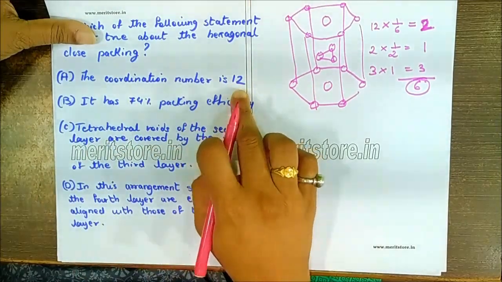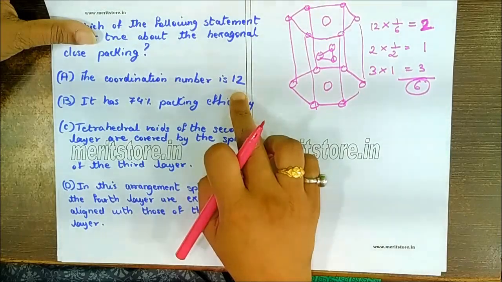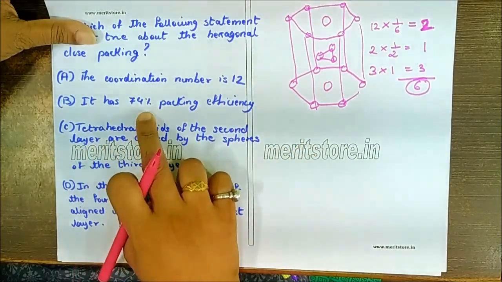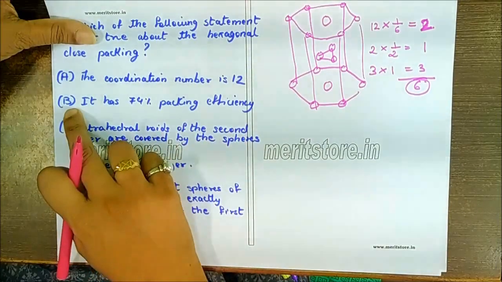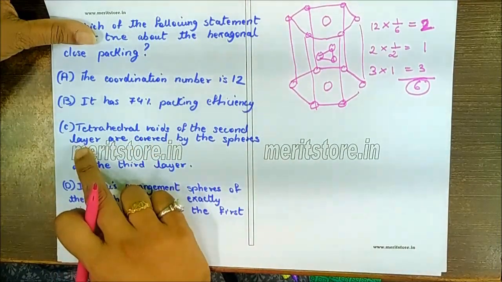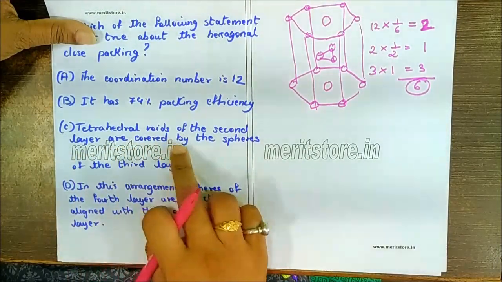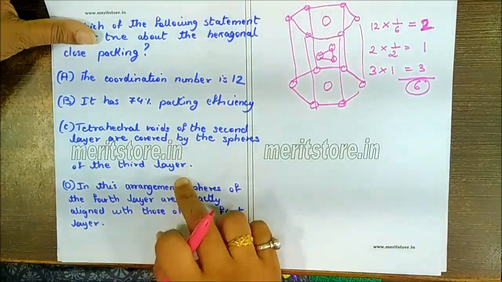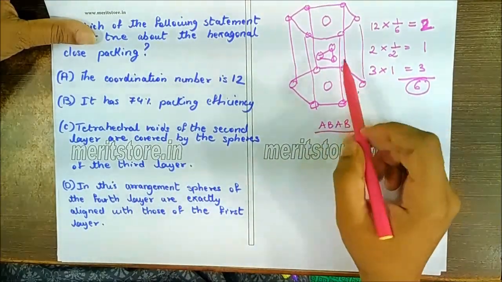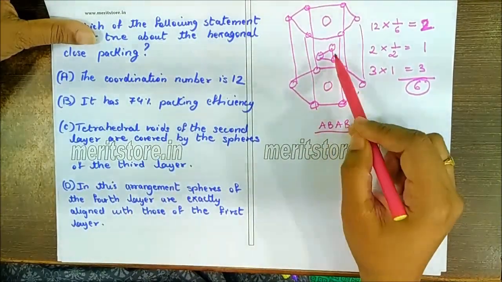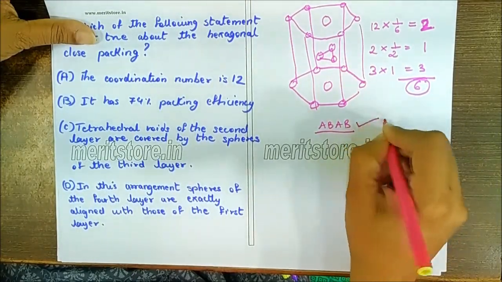Since they have coordination number 12, it's similar to FCC, and FCC has a packing efficiency of 74%. Therefore, HCP also should have 74% packing efficiency. So even option B is right. Option C, the tetrahedral voids of the second layer are covered by the spheres of the third layer. Since this is AB-AB packing, the tetrahedral voids of the second layer are covered by the third layer. So it is right.